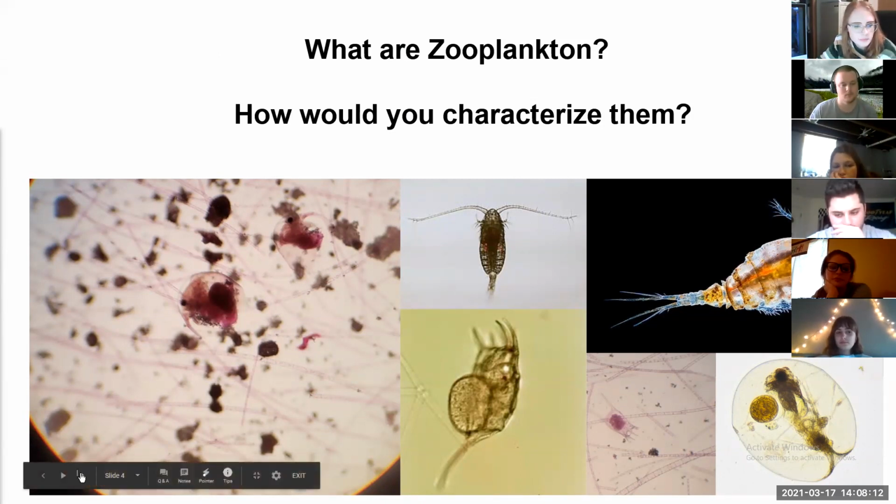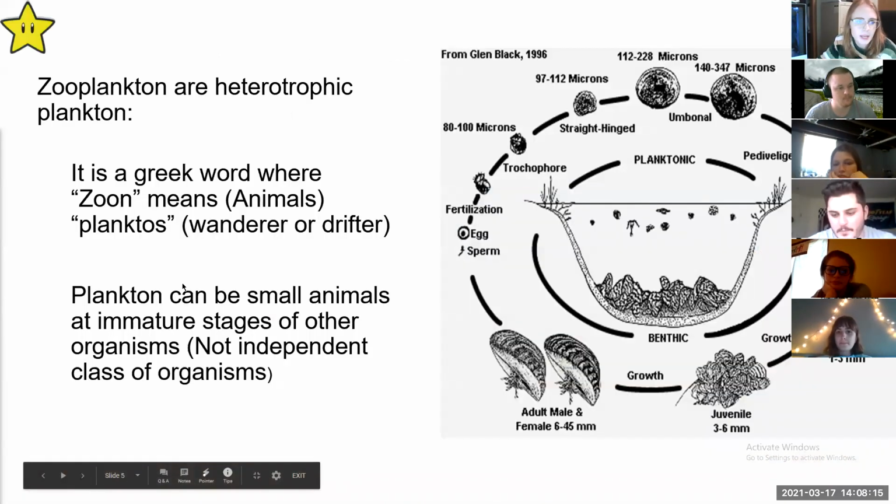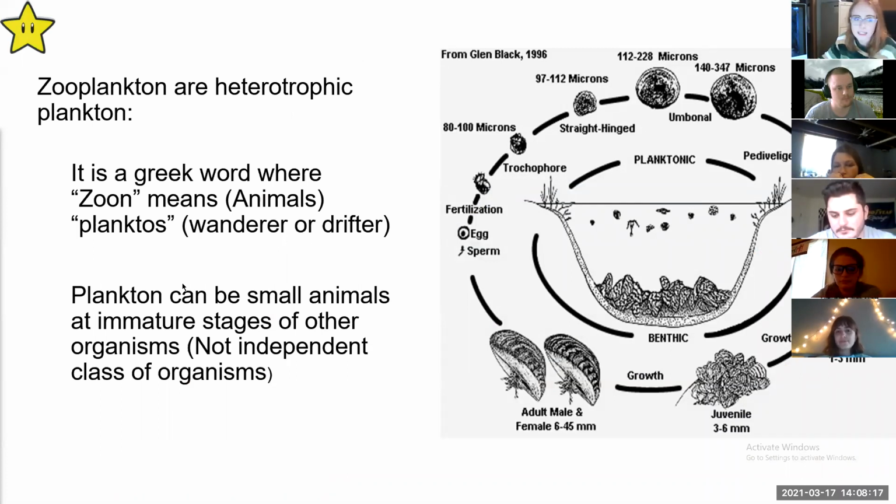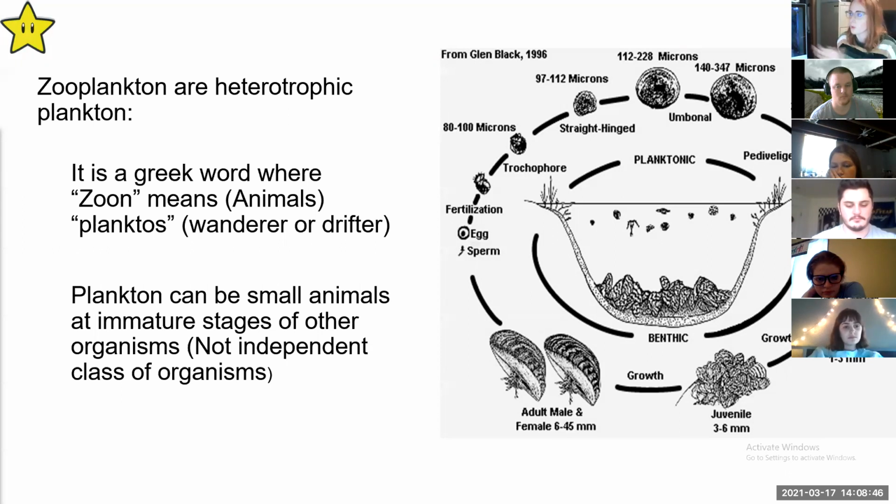So to formally define that for you guys, zooplankton are heterotrophic plankton. Does anyone know what a plankton is? Because I think this is something that never really got across to me when I was an undergrad. Plankton is just a very small organism in the water. Usually it has either no swimming capabilities or very, very weak swimming capabilities. And so it just kind of drifts with the water.